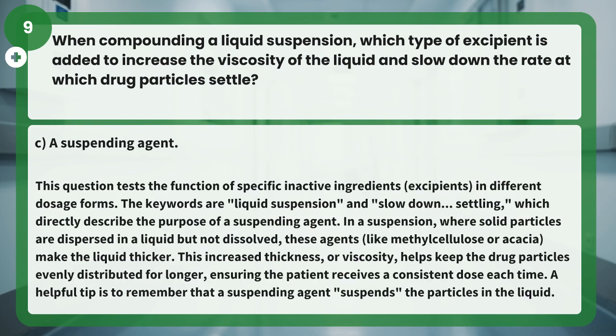Answer: C. A suspending agent. This question tests the function of specific inactive ingredients, excipients, in different dosage forms. The keywords are liquid suspension and slow down settling, which directly describe the purpose of a suspending agent. In a suspension, where solid particles are dispersed in a liquid but not dissolved, these agents, like methylcellulose or acacia, make the liquid thicker. This increased thickness, or viscosity, helps keep the drug particles evenly distributed for longer, ensuring the patient receives a consistent dose each time. A helpful tip is to remember that a suspending agent suspends the particles in the liquid.